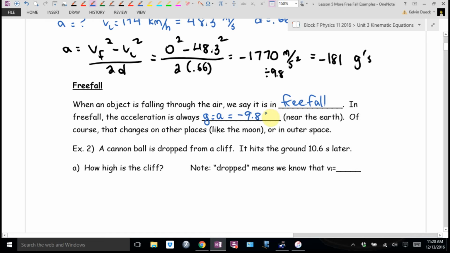meters per second squared. Put your phone away, Mina. Face down. You're texting. I can see that. Face down. You're not that important.